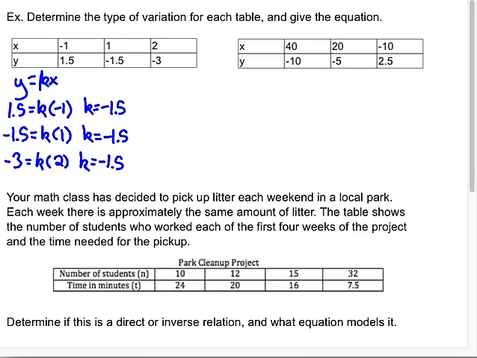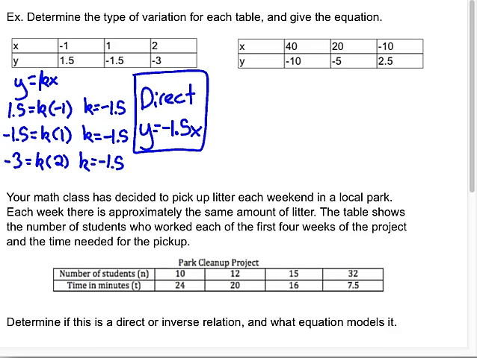So what that's telling me is that there is in fact a direct variation. And the equation is when I go back and I plug in that value for k. That's the equation that models this data. If you plug any x into that equation, it'll give you the proper y value from that table. All right, and our next one.